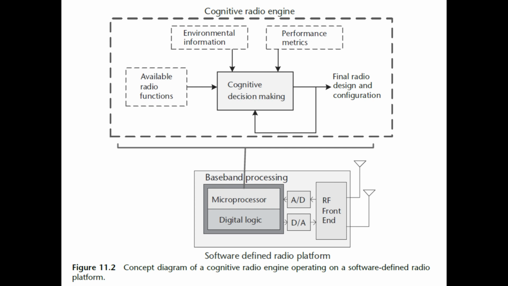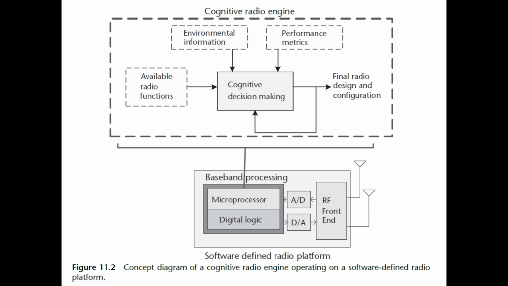Performance metrics. This input provides data on the performance of the radio system, including metrics like throughput, latency, error rates, and energy consumption. These metrics are crucial for the cognitive engine to evaluate the effectiveness of different radio configurations and make adjustments to optimize performance.